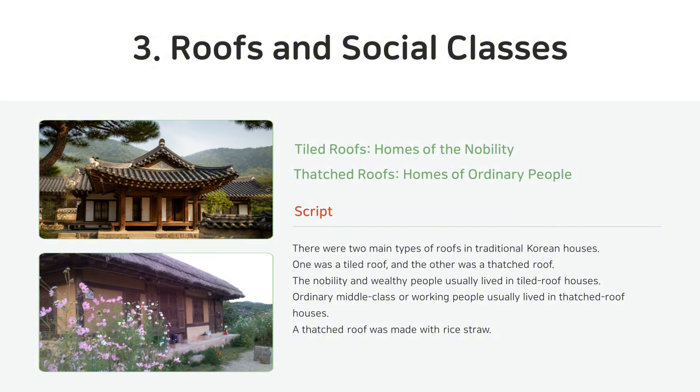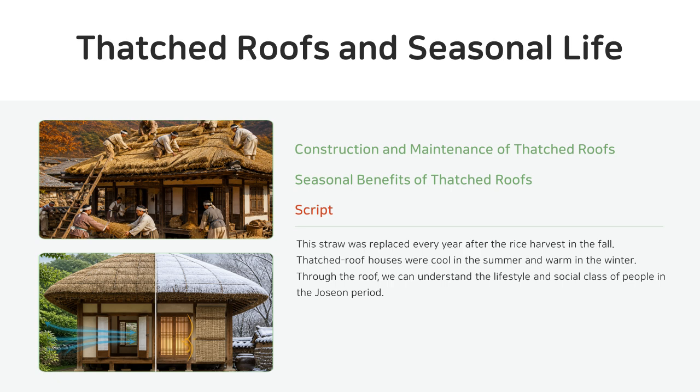A thatched roof was made with rice straw. This straw was replaced every year after the rice harvest in the fall. Thatched roof houses were cool in the summer and warm in the winter. Through the roof, we can understand the lifestyle and social class of people in the Chosun period.